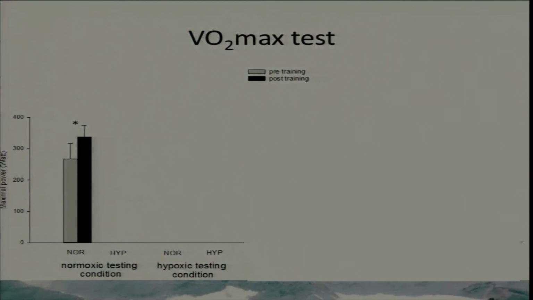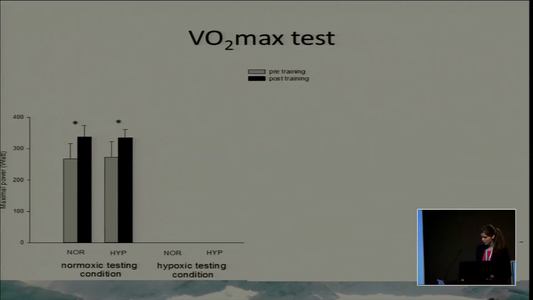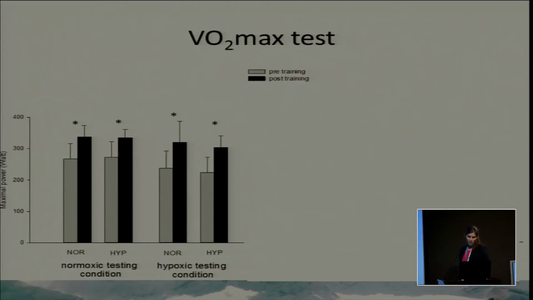Here we show the maximal power output from their maximal incremental exercise test, and we see that after training, they were able to significantly increase the power output. The same was seen in the hypoxic training group, and also a similar pattern under hypoxic testing conditions in both training groups.